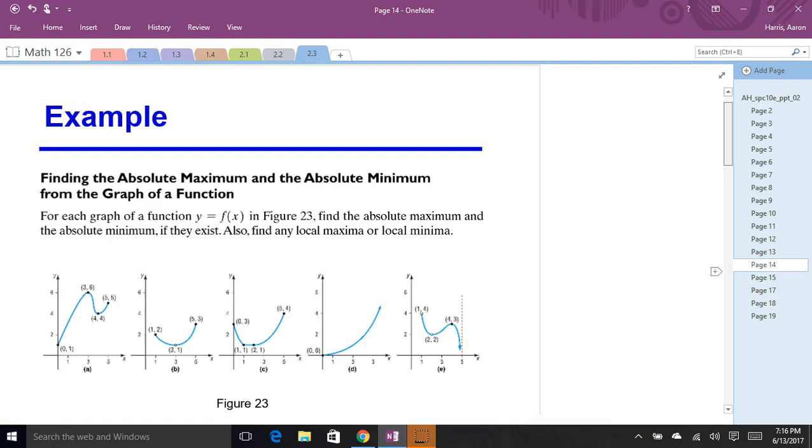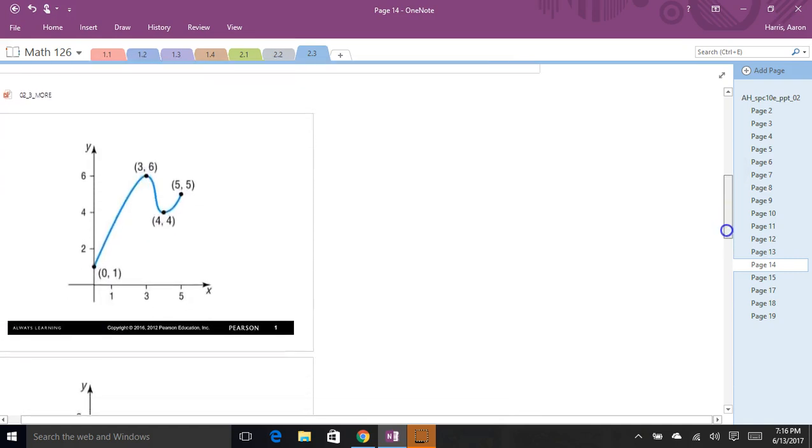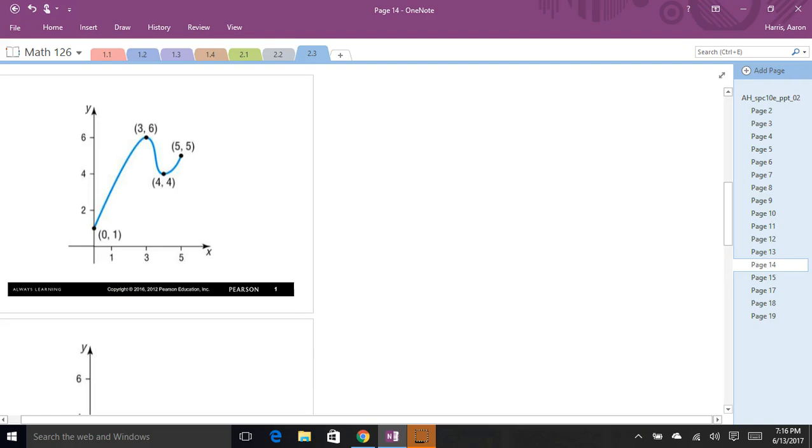Okay, let's do these examples right here. Let me move this down, get a little better picture of this one. First of all, let's talk about an absolute min. Here's your absolute min right there. That is absolutely the minimum point. So the absolute min is 1. It occurs at 0, 1. This right here is a local min. This one's the absolute min.